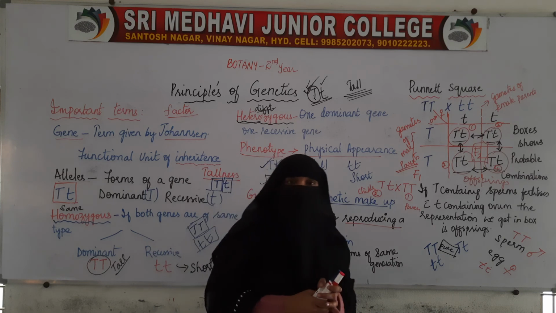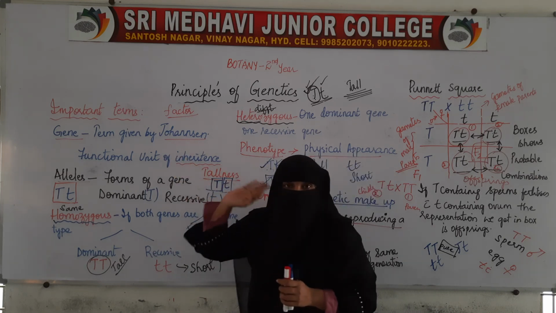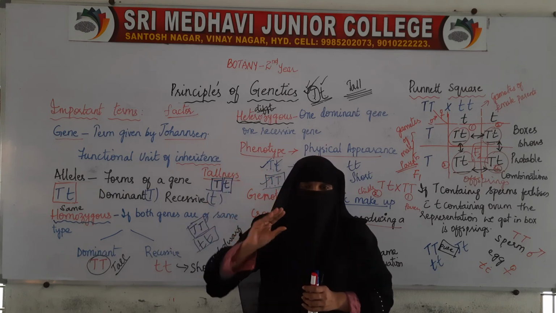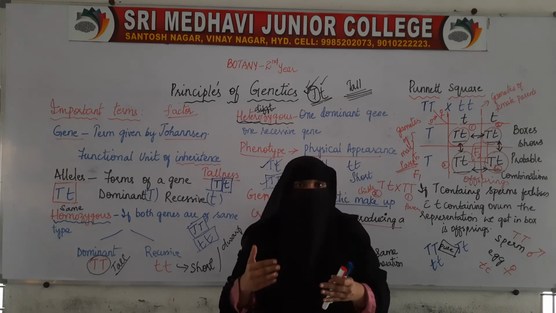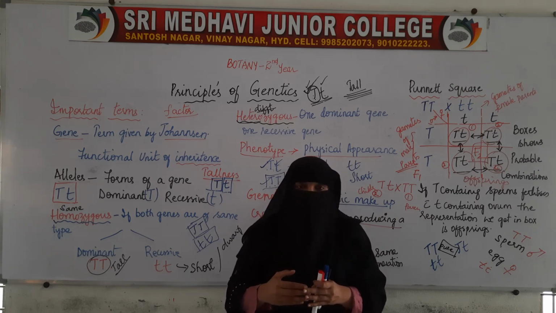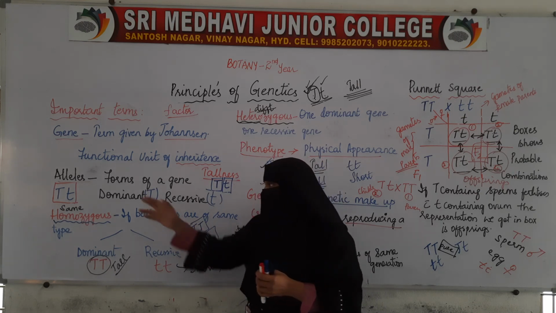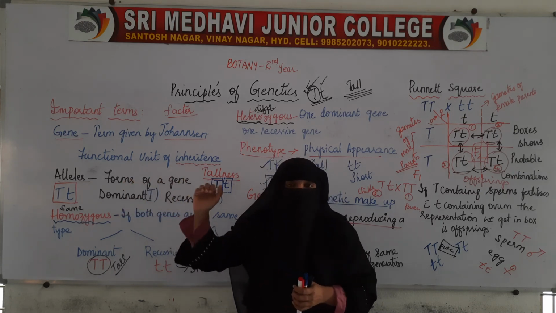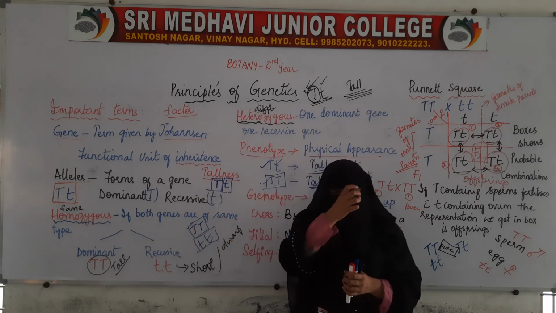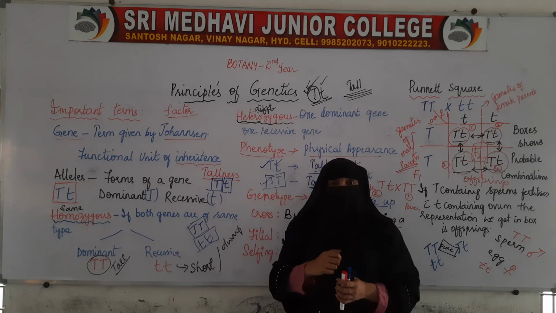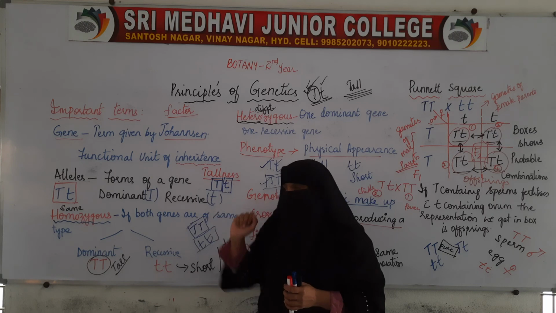A few more words are there which we will discuss in the next class, but as of now: a gene is the unit which is responsible for giving characters to an individual, and it is responsible for transferring characters from one generation to another. An allele is nothing but a form of a gene. A gene which gives a character is usually present in 2 forms, and those forms of the gene are called alleles.